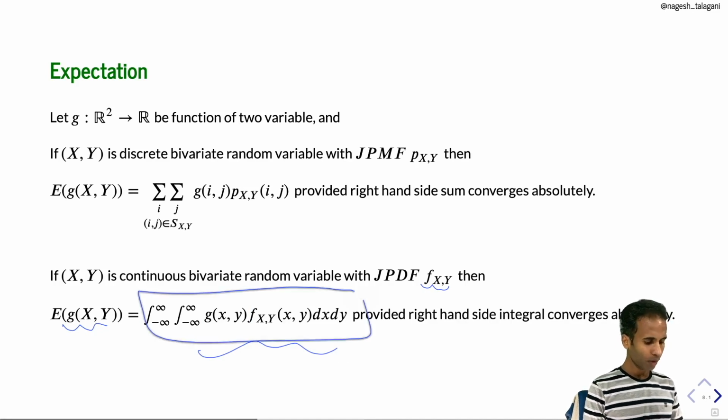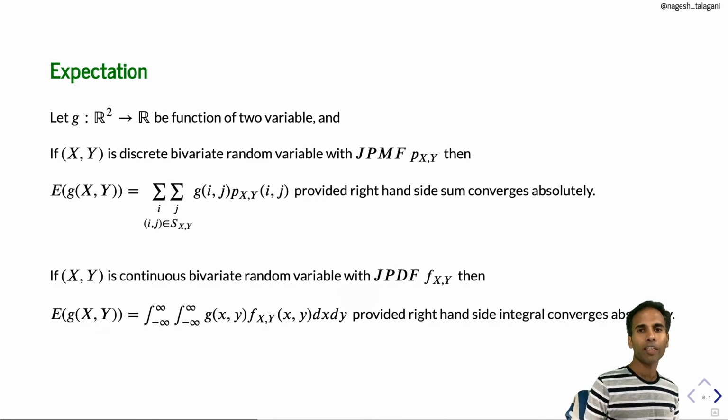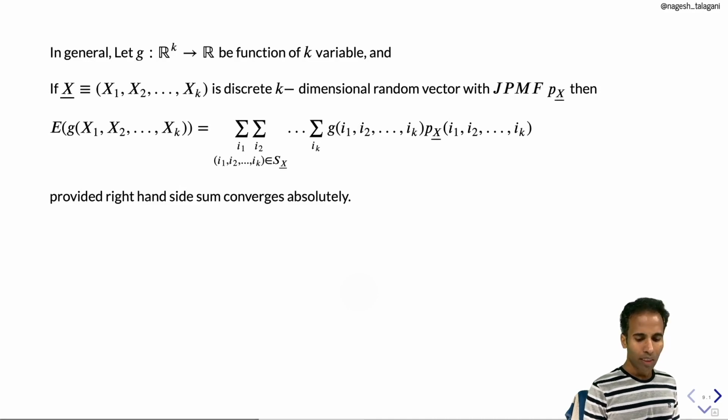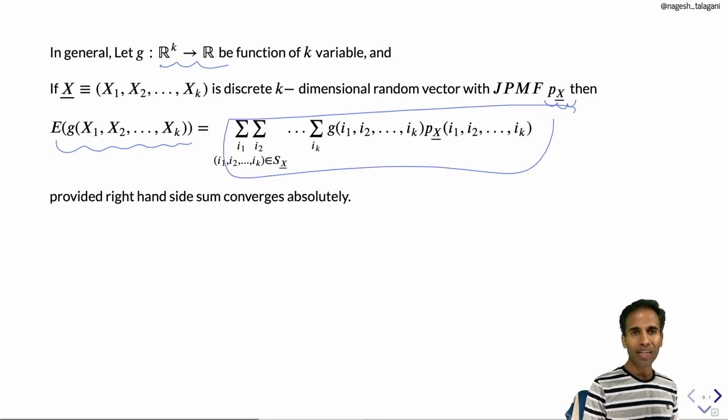Okay. Now let us talk about the expectation of a function of a k-dimensional random vector. In general, if X under bar, which is a vector of k random variables X1, X2, ..., Xk, is a discrete k-dimensional random vector with joint PMF small p of X under bar, then the expectation of g(X1, X2, ..., Xk) is defined to be this summation, provided this right-hand side sum converges absolutely.